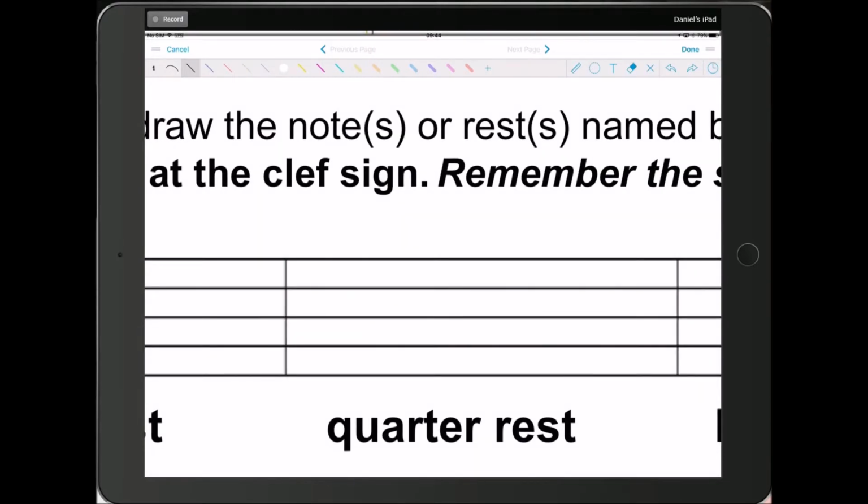Quarter rest. Quarter rest, remember, we take the dot, we place it right there in the 3rd space, and we draw a little 7. That's all there is to it. You probably don't even need to make the stem that long. You can probably just do about like that.